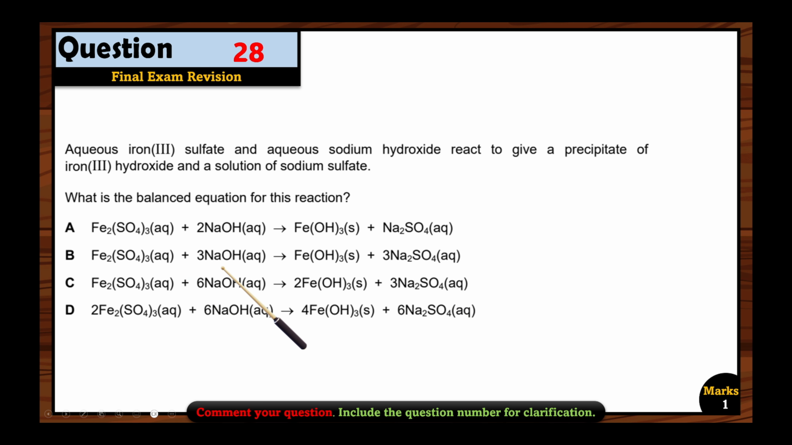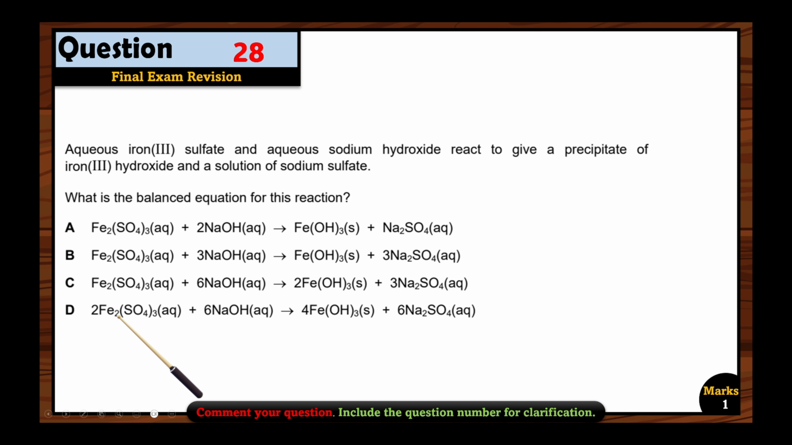But we can still look at D, if there's any confusion. You see 4 iron. Yes, that's right. SO4, how many SO4 do we have? 3 times 2 is 6. Yes, we have 6 SO4. That's right. SO4 is 6, that's also fine. Now let's come to NaOH. How many Na do we have here? 6. But how many here? 6 times 2 is 12. It means option D is wrong. So option C is the only right option.